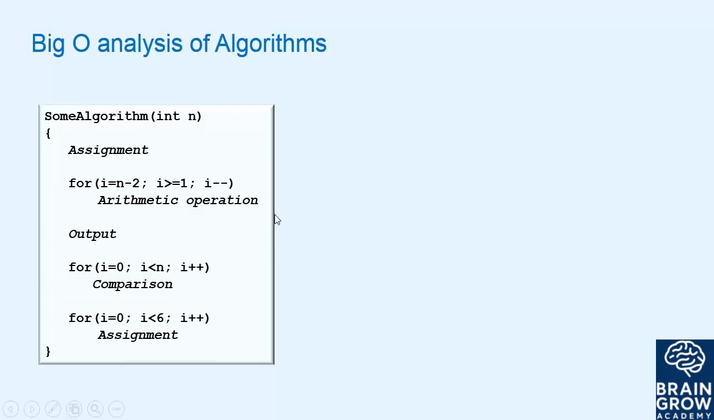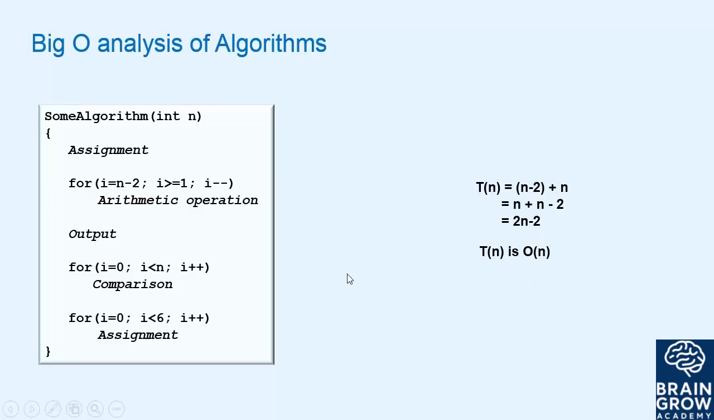Now this loop will execute n minus 2 times because value of I goes from n minus 2 to 1. So this arithmetic operation will execute n minus 2 times. And this loop will iterate n times. So this comparison executes n times. So time complexity is n minus 2 plus n, which is equal to 2n minus 2. We can ignore this coefficient and this constant, and we can say that this algorithm is of order n.